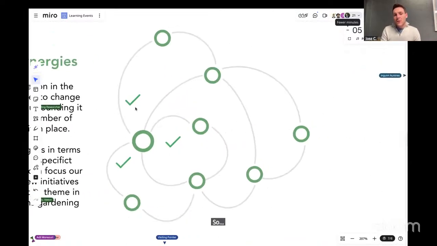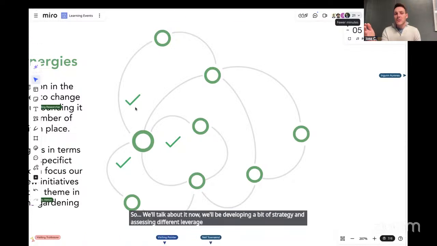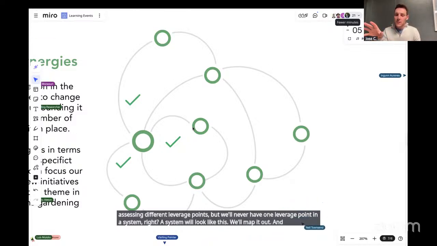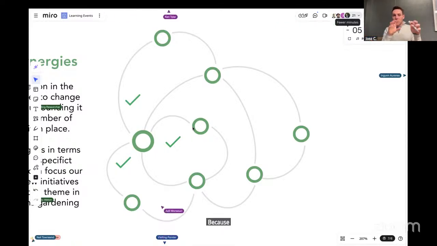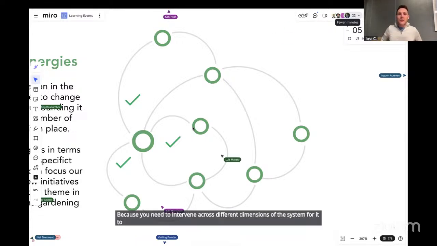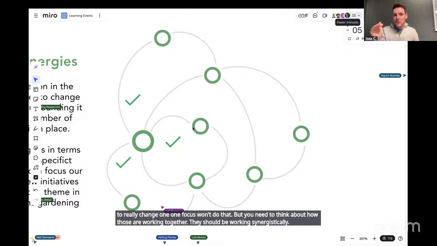So a leverage point, we'll talk about it now. We'll be developing a bit of strategy and assessing different leverage points, but we'll never have one leverage point in a system, right? A system will look like this, we'll map it out, and there should always be a number of different intervention points. Because you need to intervene across different dimensions of the system for it to really change. One focus won't do that. But you need to think about how those are working together. They should be working synergistically. Otherwise you're kind of reducing your leverage.